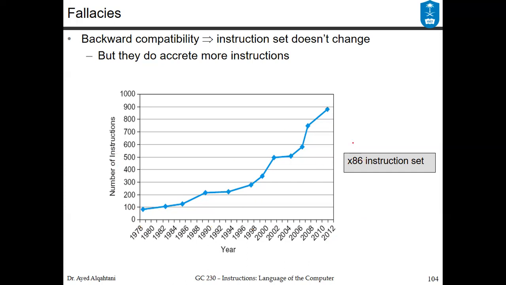Even though x86 was caring about the backward compatibility, meaning if an instruction that was working in 78, in 80, it will still work, and in all of the other years. But that doesn't mean that the instruction set doesn't change. What happens is they do change by accreting more instructions. So you have more instructions throughout the years.